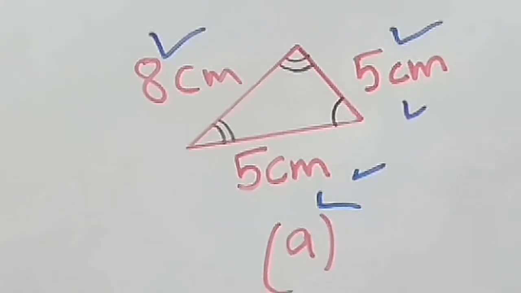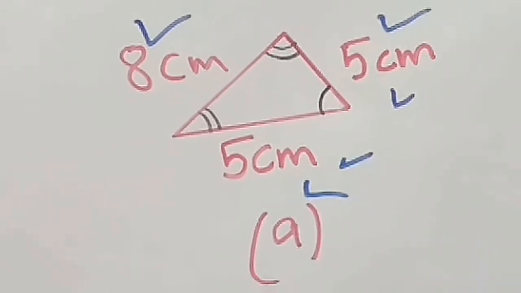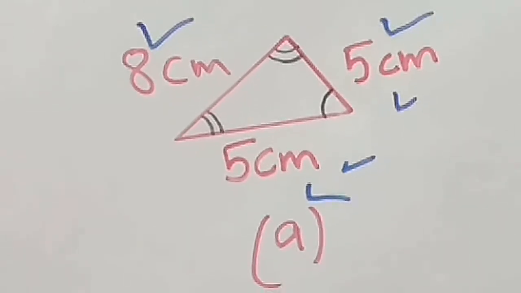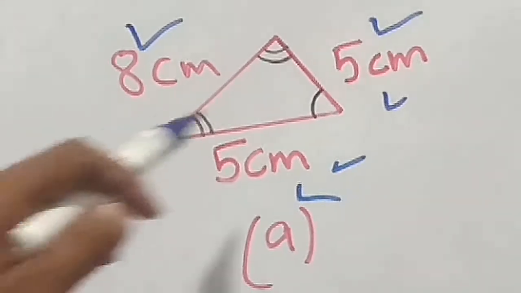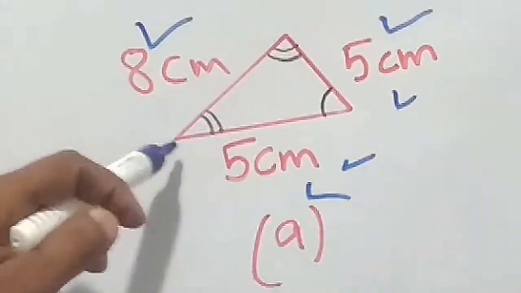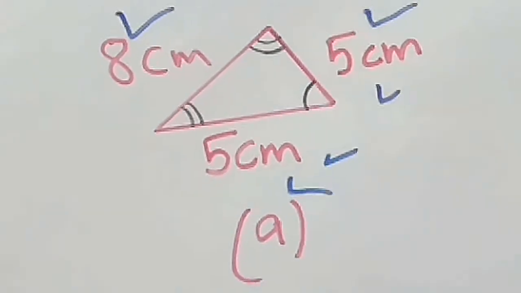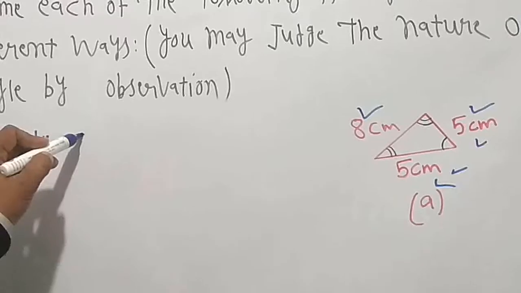So the name of this triangle is isosceles triangle on the basis of the measurement of the sides. And then the next name is, it is an acute angle triangle because all these angles are less than 90 degrees when we measure with the help of the protractor. So we can say that the name of this triangle is acute angle triangle.